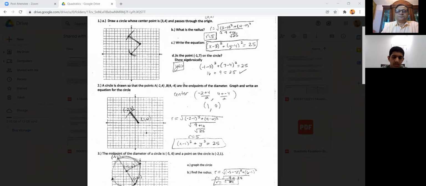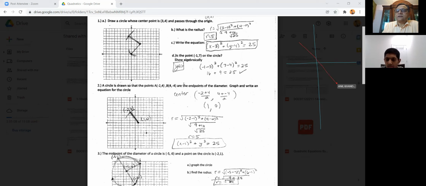Can you please read the question? A circle is drawn. The points A (-2, 4) and B (4, -4) are the endpoints of the diameter. Graph and write an equation for the circle. Correct. So let's draw these points, and I'm making rough sketches here. You can mark on the graph (-2, 4) and (4, -4), right? So basically 4 on this side, -4 on this side, and -2 and 4 means somewhere there, right?